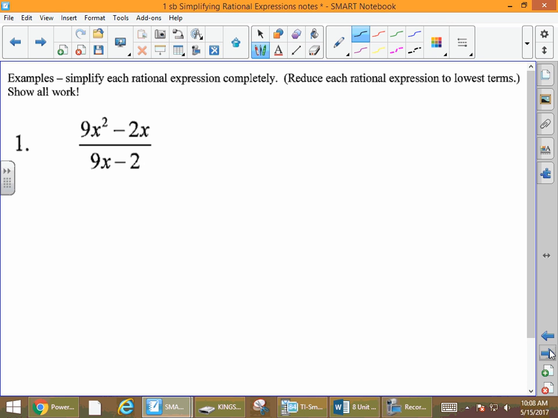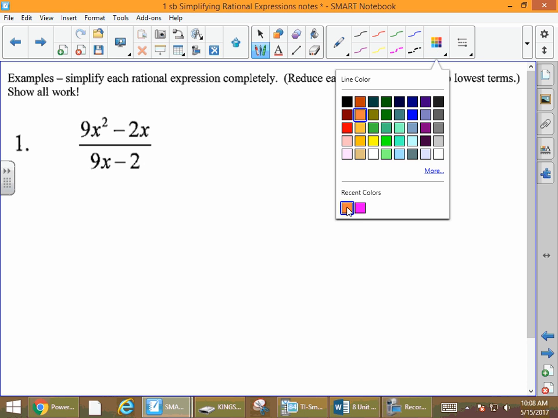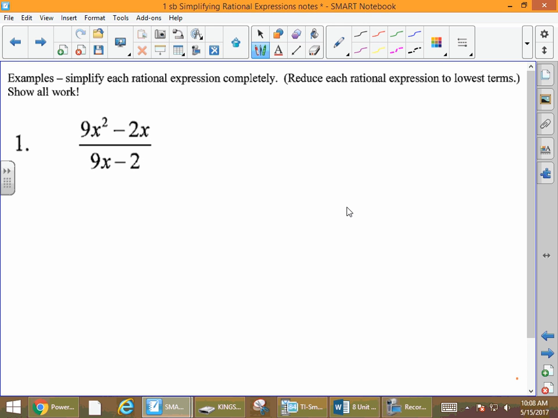So let's take a look at our first example here. We have 9x squared minus 2x divided by 9x minus 2. Can we factor anything in the numerator, the top of the fraction? Not much, but we can factor out an x. We have a greatest common factor of x. Remember to figure out what remains in the parentheses. We take 9x squared divided by x, which is 9x. We had 2 x's, we took out 1. 2x divided by x is 2. We had 1x, we took it out. It's out in front.